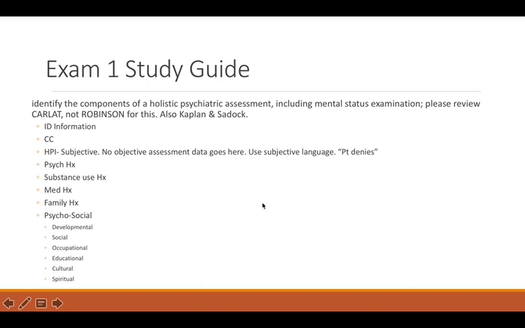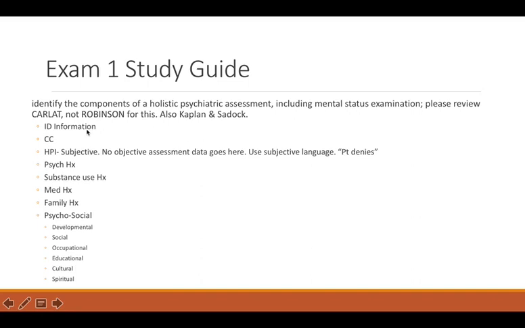So moving on to the actual psychiatric assessment. If you have Robinson, the little tiny books for Robinson, or the small Carlat book, either one has the information that you need. I believe that the latest is Carlat, but the information did not change that much. You can also use your Kaplan and Sadock book to find out which elements are necessary for the assessment.